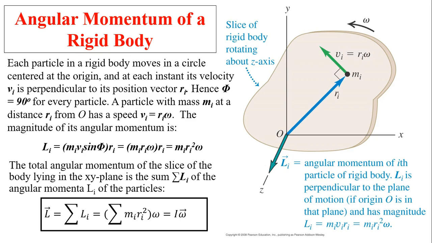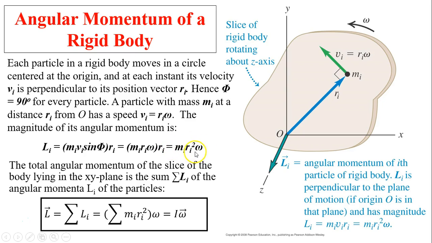And at each instant, its velocity v is perpendicular to the position Ri. Hence, phi is 90 degrees because it's always rotating. V is tangent to the circle, so phi equals 90. And a particle with mass mi at a distance Ri from O has a speed vi equals Ri times omega. The magnitude of angular momentum is just mi vi Ri, and vi equals Ri times omega.